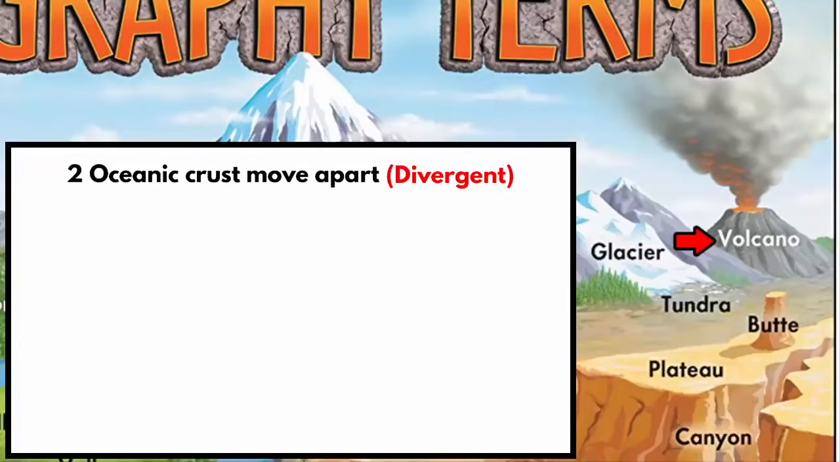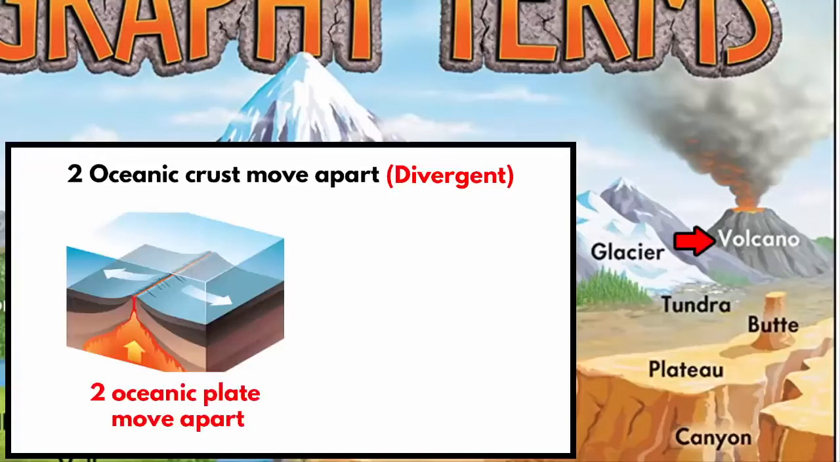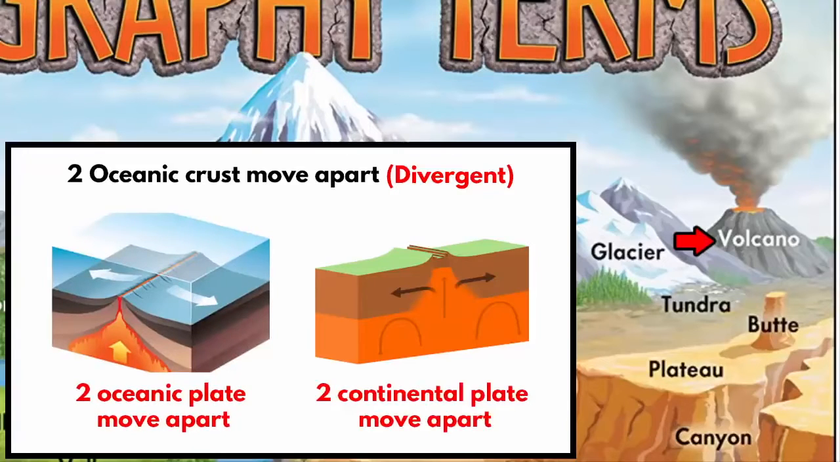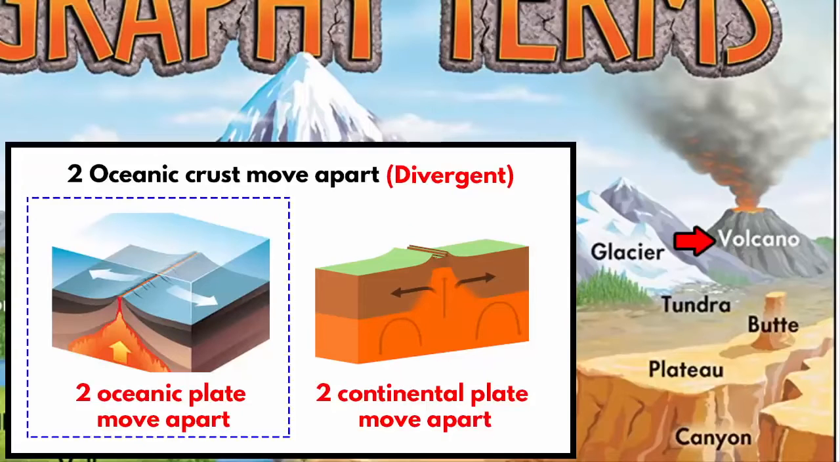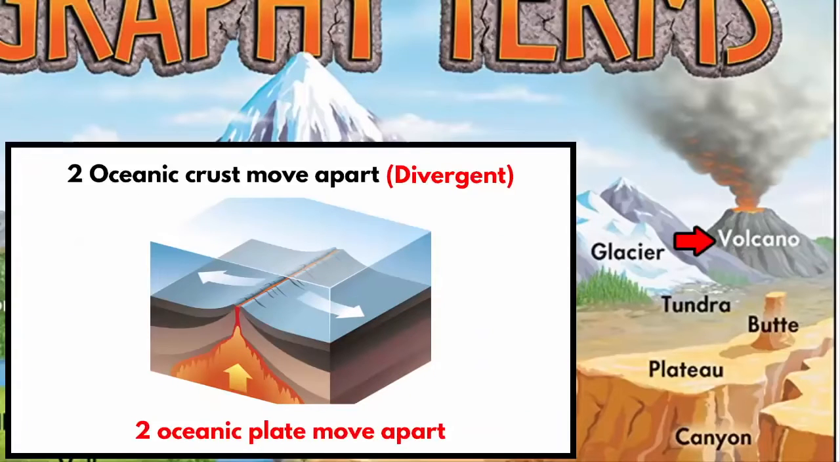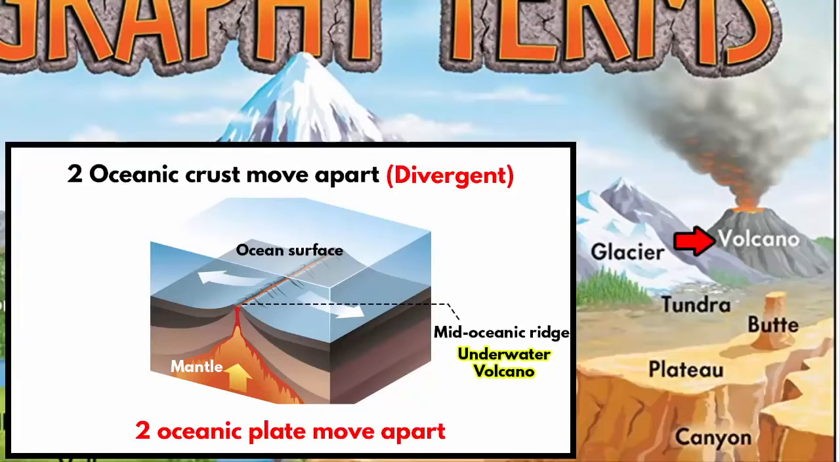It is called a divergent boundary. It can occur between two oceanic plates or two continental plates. When there is a divergent plate boundary in the ocean, in other words, when two oceanic plates are moving away from each other, molten basaltic magma from the mantle comes up and spreads on the ocean surface. It is also called a mid-oceanic ridge. When magma comes out, it forms an underwater volcano or submarine volcano.